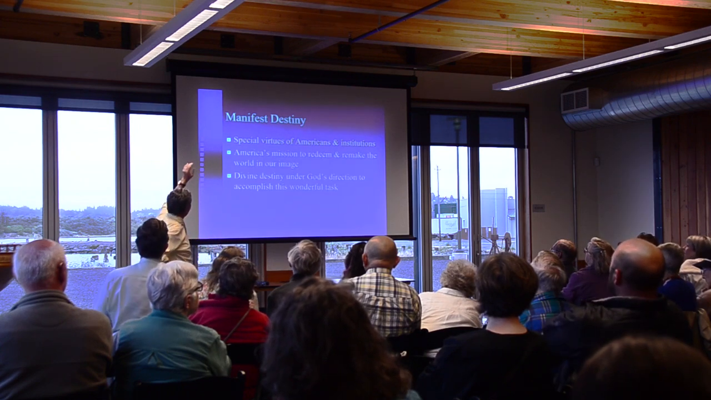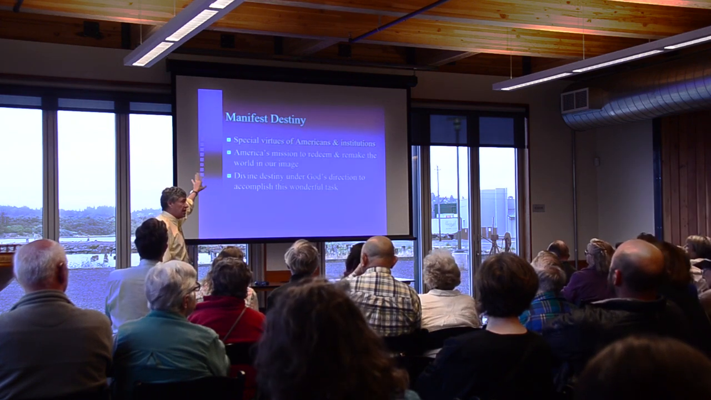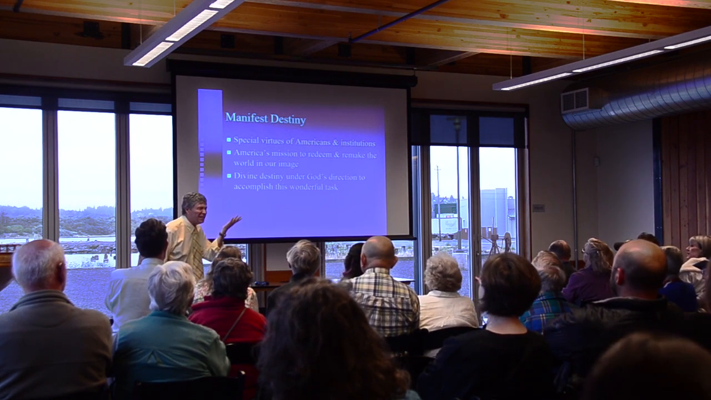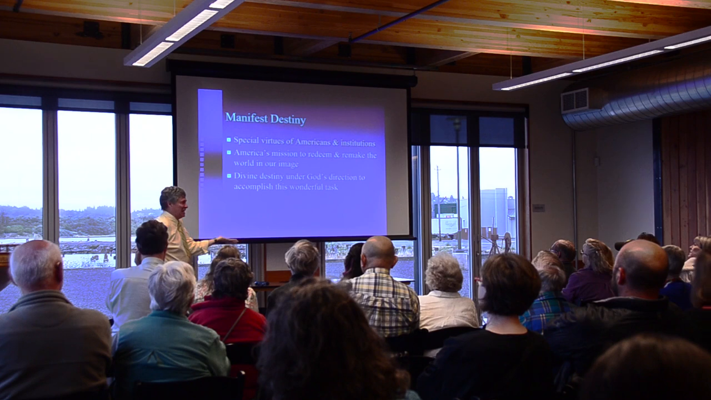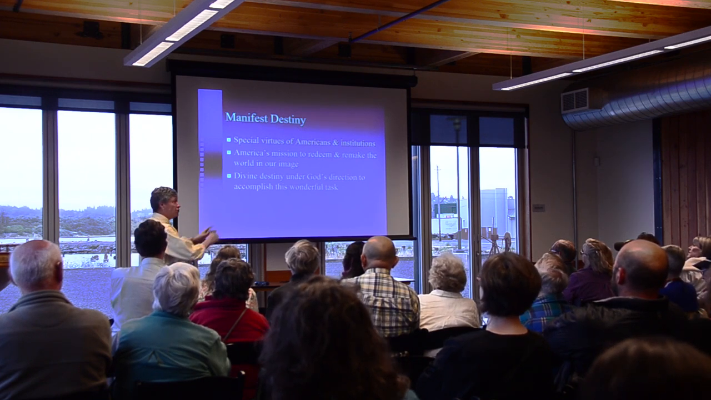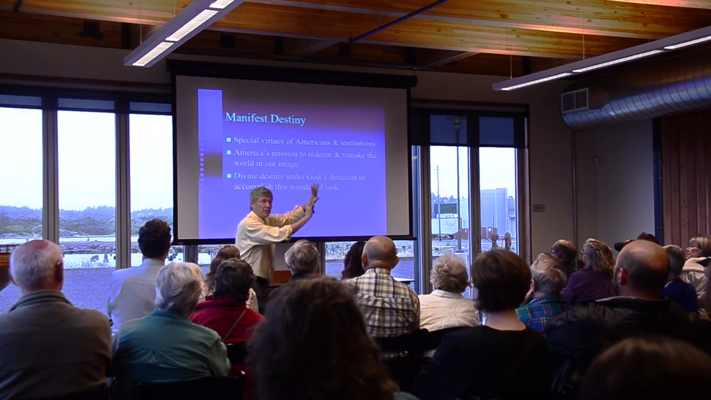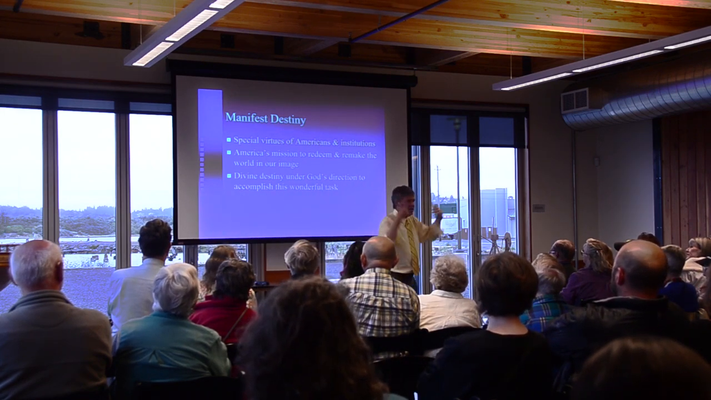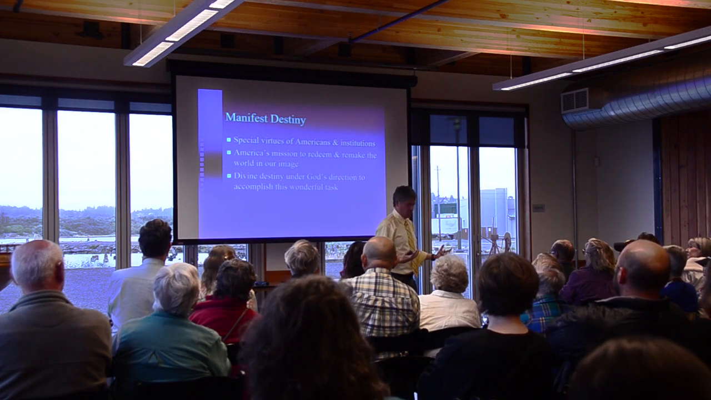So this is not how I define manifest destiny. This is how American historians define it. I should have asked you before, what does it mean? We're taught about this, but what is it? Well, you know, we're special. We're that shining city on the hill. Didn't some New England minister write that in the 1640s? The idea of American exceptionalism has been around for a long, long time.